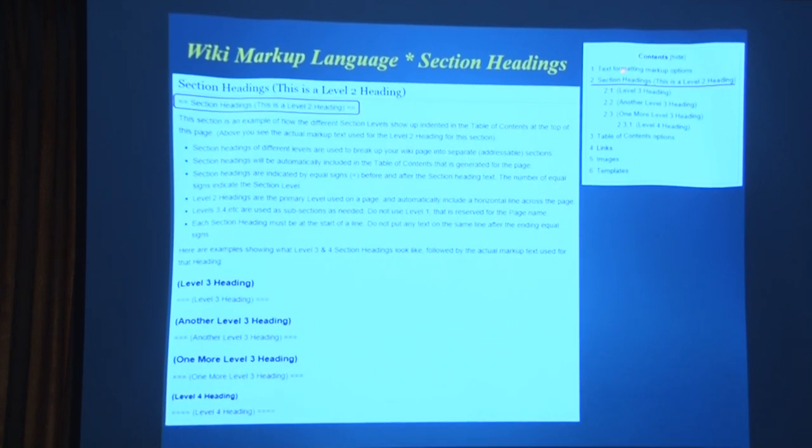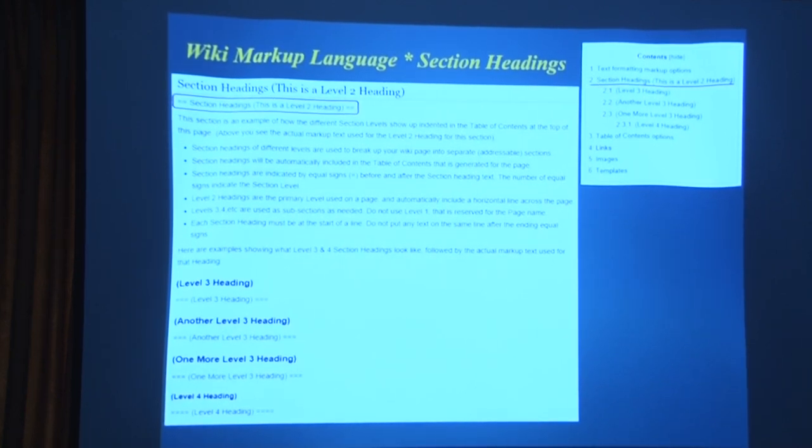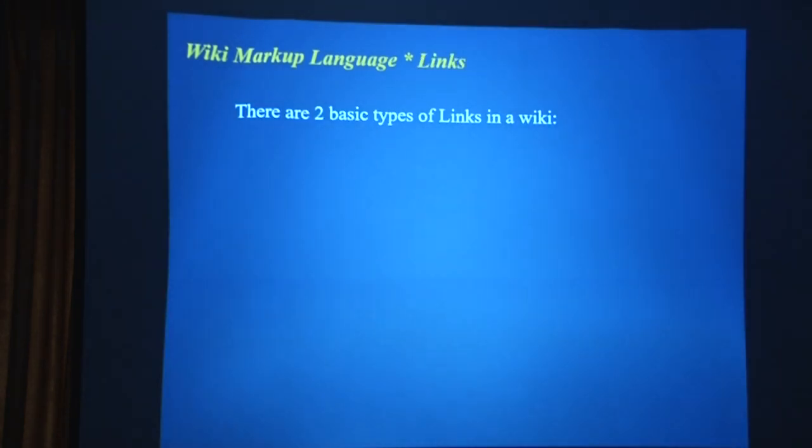In this case, you can see our level two heading here for the section headings. And here we've got level three headings, and those get indented further. Here's a level three, and you can see how that shows up in the contents there. You'll see these throughout the text, and you'll use these to separate the text that you actually have on the page. The main thing is these sections control how the table of contents is automatically generated for that page.